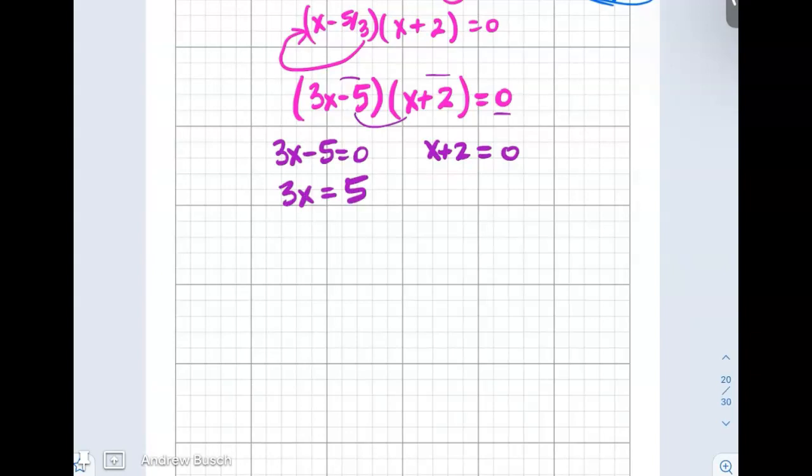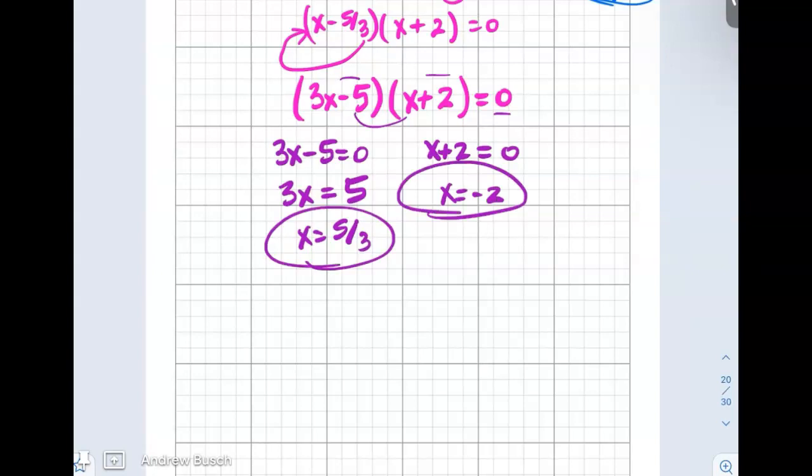Add 5 to the other side, divide by 3. 5/3 is one solution. Subtract 2 to the other side. Negative 2 is the other solution. And you should always plug them back in to the original equation, make sure they work. And here, these two work. So those are our solutions.